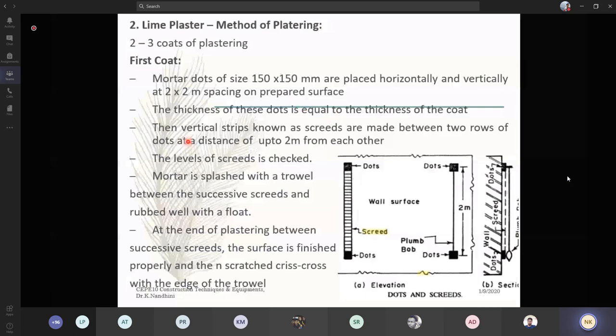Then the vertical strips are known as screeds. These screeds are made up of 2 rows of dots and placed at a distance of 2 meters from each other. The level of the screeds is checked. Mortar is splashed with a trowel between the 2 successive screeds and rubbed well with a float. At the end of the plastering, between the successive screeds, the surface is finished properly and then scratched crisscross with the edge of the trowel.